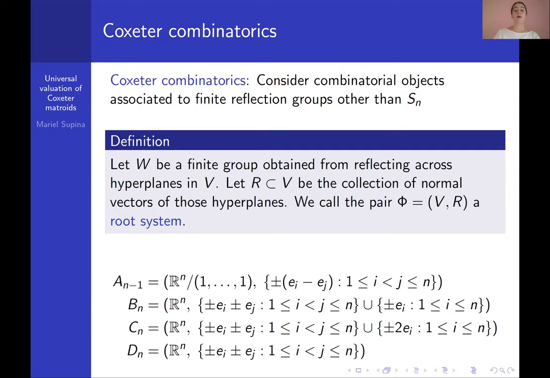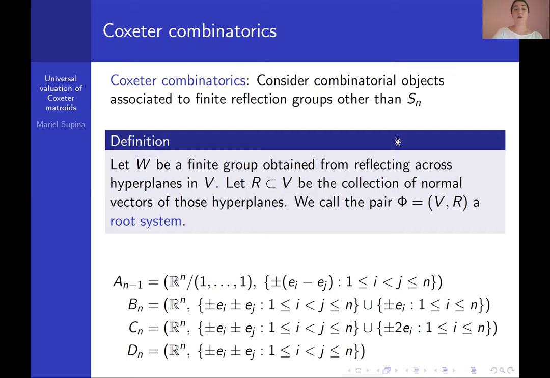So there are three other infinite families of finite root systems that I've listed here, and I've listed what the roots are in these different families. In Coxeter combinatorics, we like to think about things that are associated to these reflection groups instead of just the symmetric group all the time.